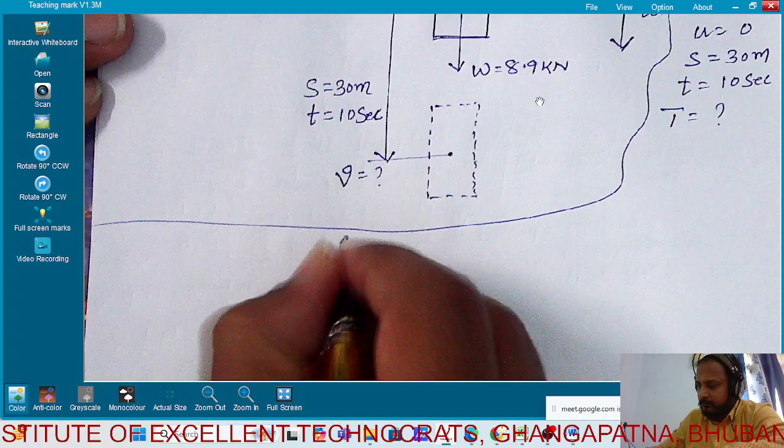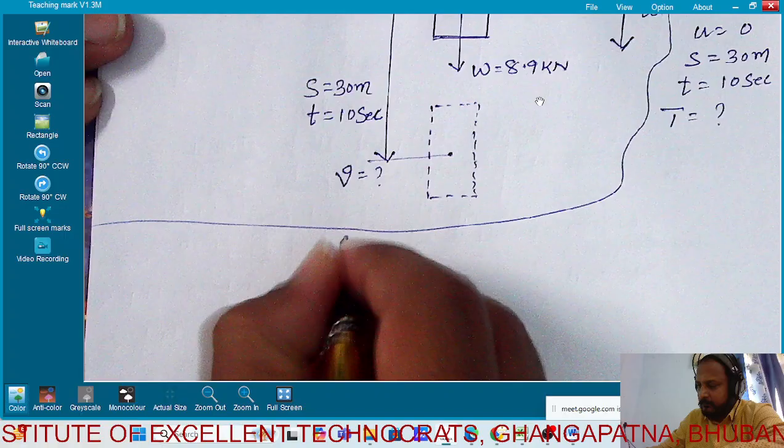Is this clear? So what is T? T is equal to W minus W by g into a. Is it correct? Weight is given to you. You know the value of acceleration due to gravity, but you do not know what is acceleration. To find out acceleration, again, which particular equation you are going to use?